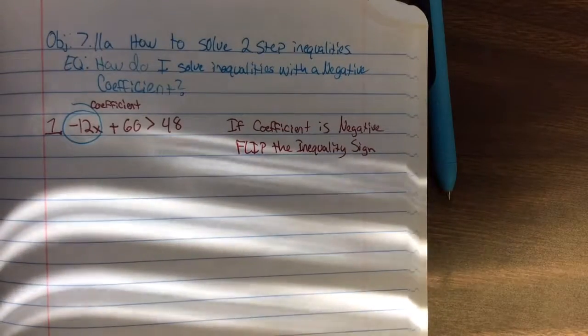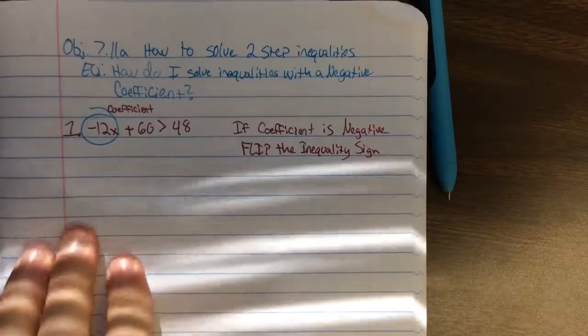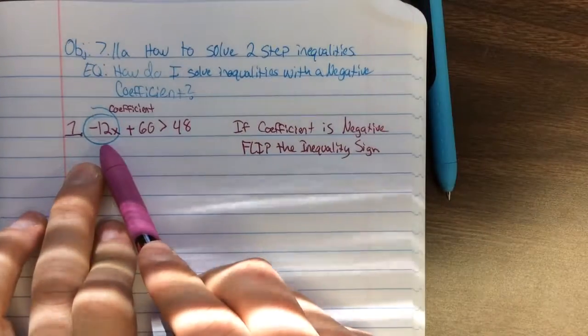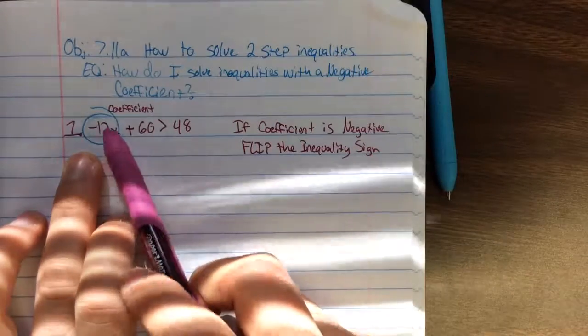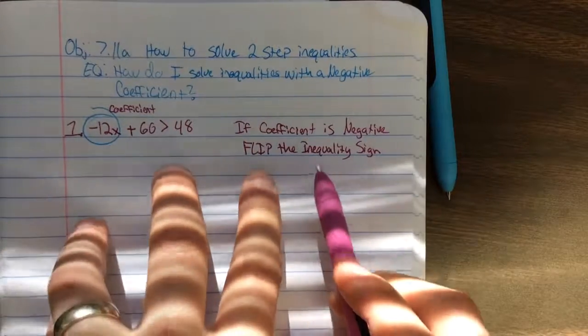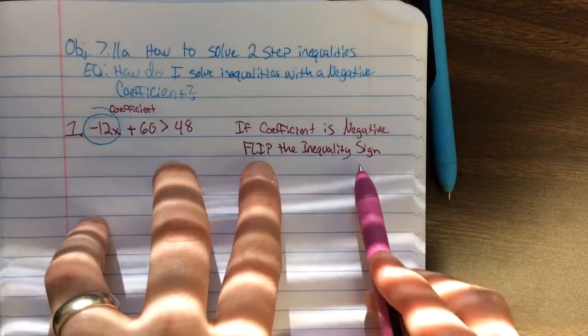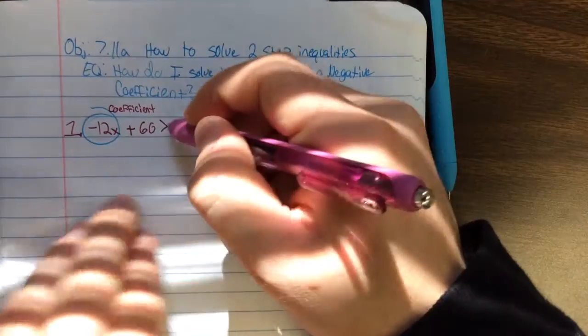This one's on how to solve two-step inequalities, specifically with negative coefficients, okay? So the coefficient is this number right here that's with the x. It's with the variable. So this one, in this instance, is negative 12. If that number is a negative number, you have to flip the inequality sign. Remember, the inequality sign is this one here. So you have to flip that, okay?